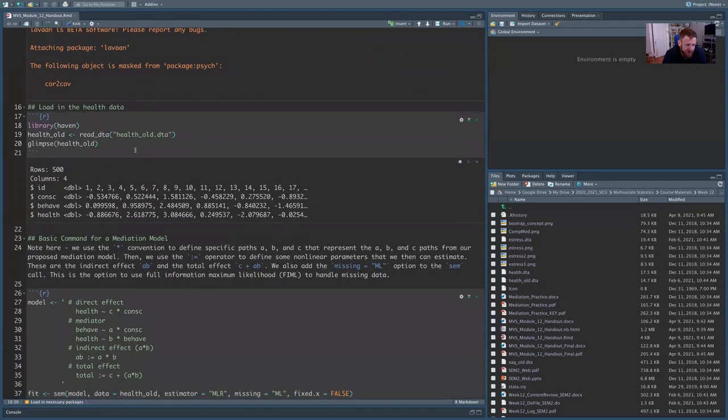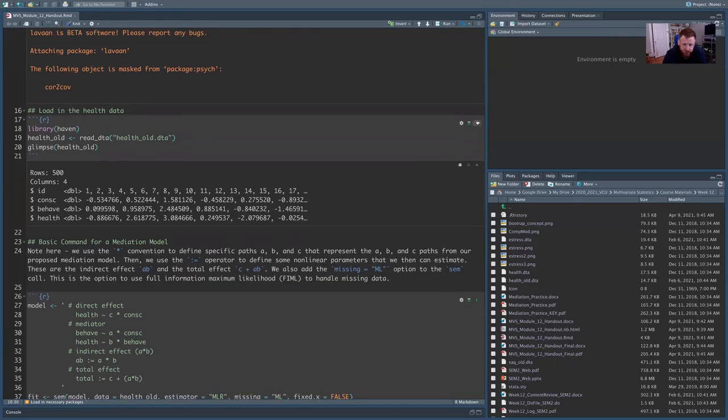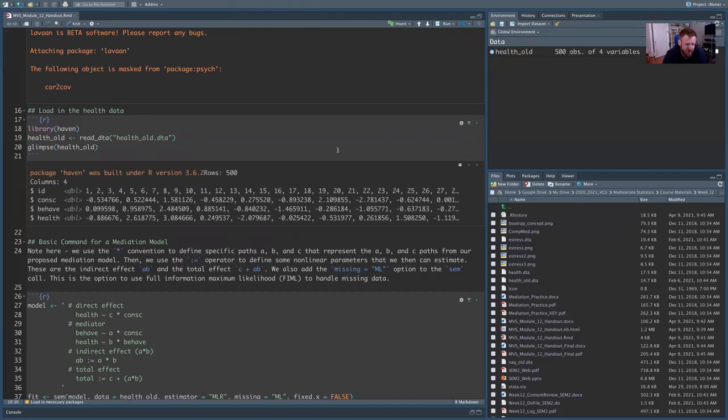So we're going to load in some data. I call this health data. This is kind of like survey data related to health. We're going to use the haven package, and this file is called health old. The old part is just a reference to the version of Stata that it came from. It's actually pretty current. It comes from Alan Acock's recent book on using structural equation modeling in Stata. So I believe this is some survey data from Alan.